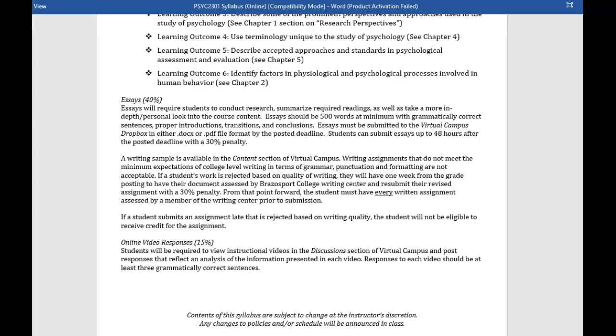There's a writing sample attached in the content section. I think that students, if they have any concerns or fears about writing, once they look at that writing sample, should maybe have their first assignment reviewed by the Writing Center, and the Writing Center will do a good job of letting the student know whether or not their writing is up to par in terms of college level expectations.